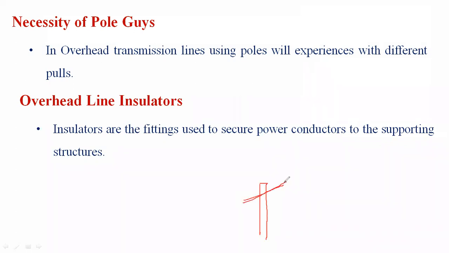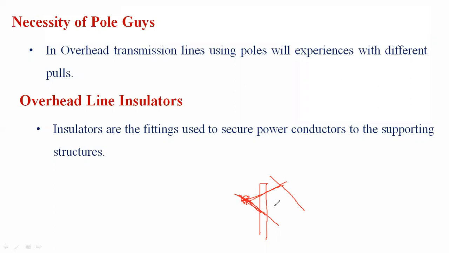This is the cross arms, the material used is iron. Without an insulator, if the conductors are laid directly on the cross arms, it would be short circuited. To avoid that, we use the insulator. It is fitted to the cross arms with the help of a bolt and nut. On top of the insulator, the conductor is placed. It should secure the power conductor and it should not be short circuited.